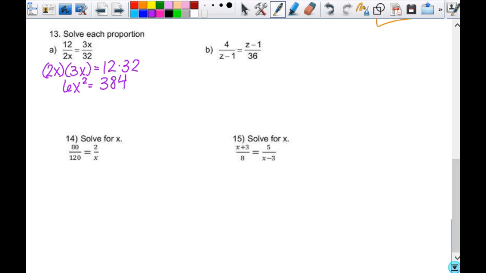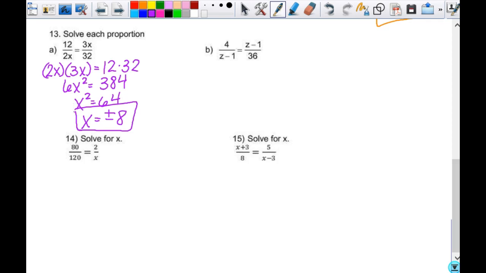So I divide both sides by 6. x squared equals 64, which means x does not equal 8. x equals plus or minus 8. This is just pure math here.